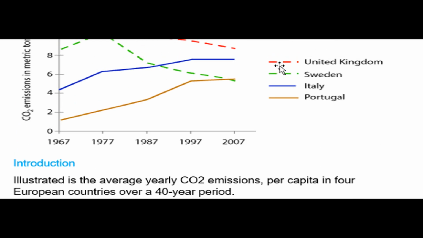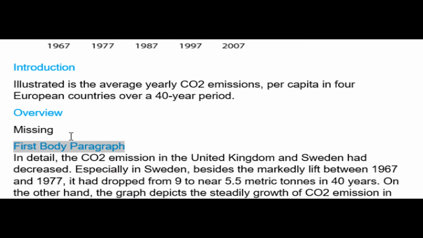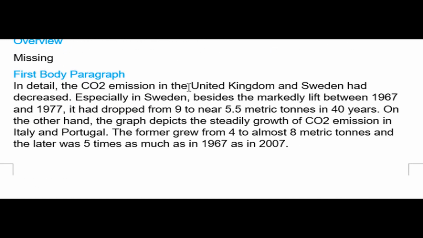So remember, we said the UK and Sweden are both decreasing and Italy and Portugal are increasing. So the UK and Sweden would make a logical group, and Italy and Portugal would similarly make a logical group. And that's kind of what we have here. We have the UK and Sweden, right?